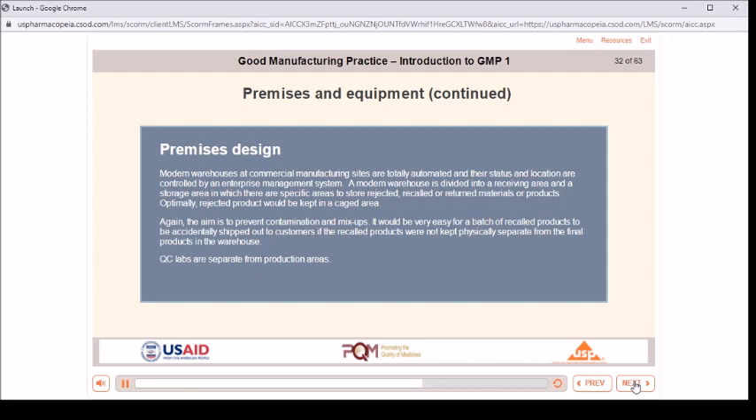It would be very easy for a batch of recalled products to be accidentally shipped out to customers if the recalled products were not kept physically separate from the final products in the warehouse. QC labs are separate from the production areas.